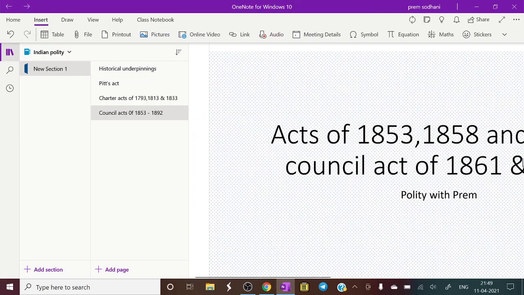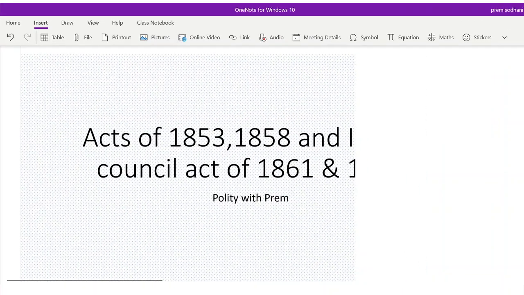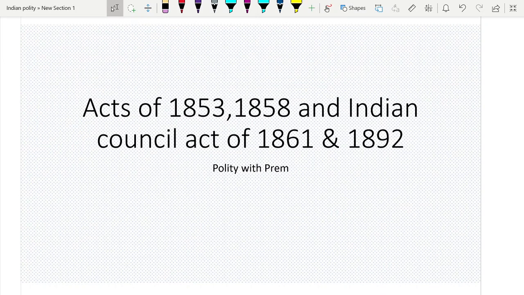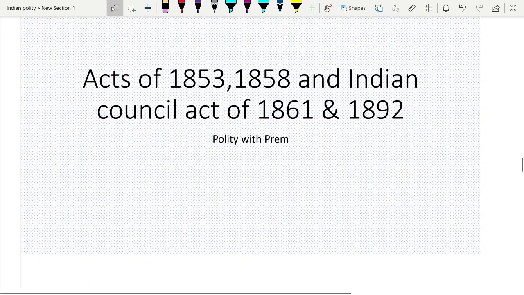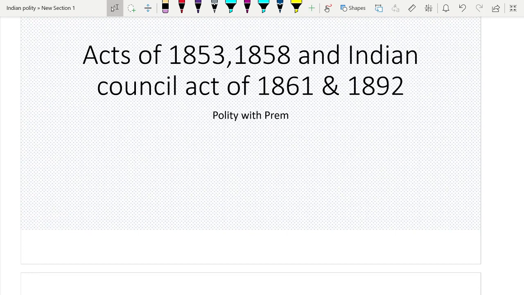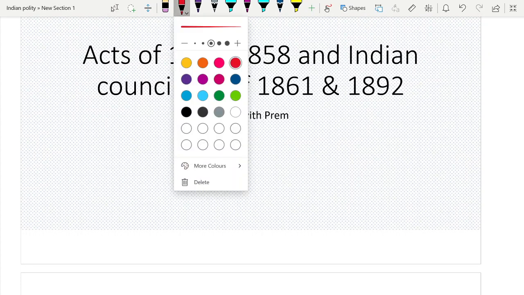Hello friends. So today we are going to discuss these acts of 1853, 1858, 1861 and 1892. So far we have discussed in the historical underpinnings these acts and what changes were brought by the British Crown or the British Parliament in order to control the affairs of the British East India Company.